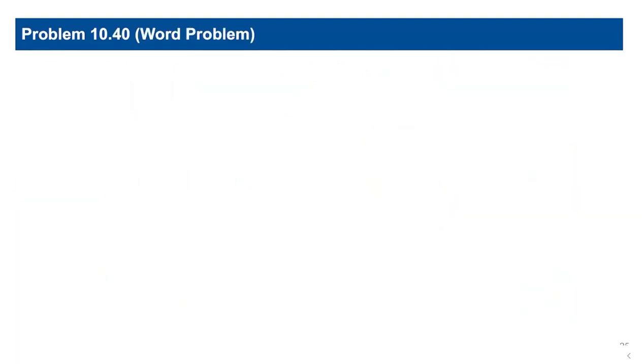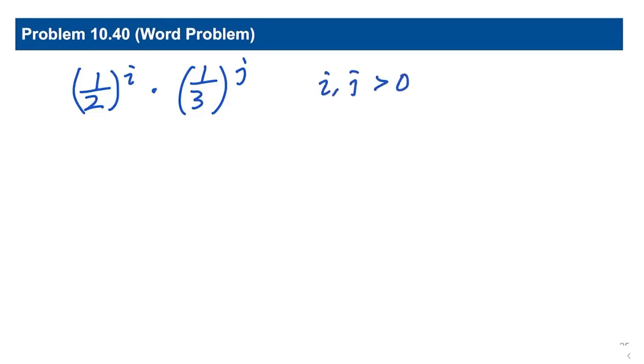Problem 10.40. Bill thinks of a number that equals 1/2 raised to a positive integer power. Let's say 1/2 to a power i. Betty thinks of a number that equals 1/3 raised to a positive integer power, 1/3 to a power j. Bob then multiplies Bill's number and Betty's number. Find the sum of all the positive products Bob can form. Now, i, j are positive integers.